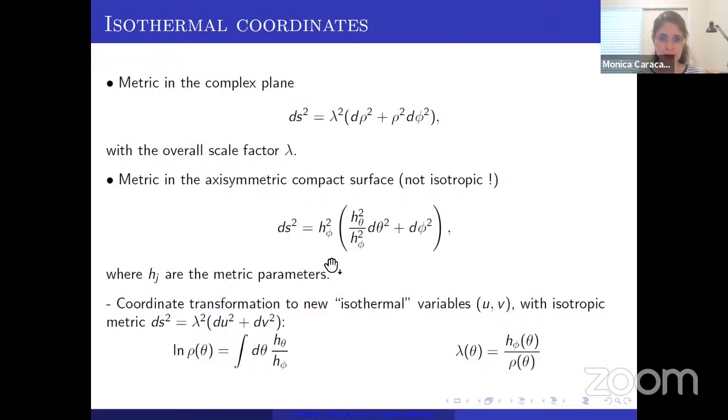On the other hand, here you have the metric for the surface. In this case, it is a symmetric compact surface, a general one. No need to be an ellipsoid. Beta here is the metric parameter of the surface. And you already see here that it's not an isotropic metric. Our goal is to go to an isothermal one.